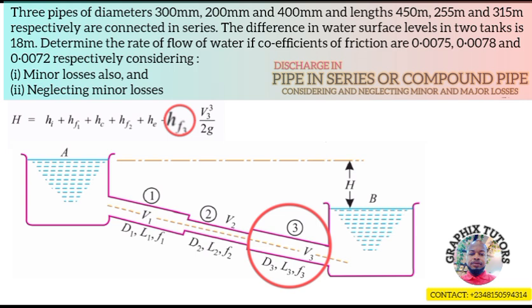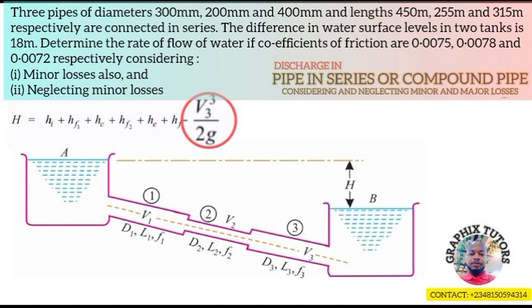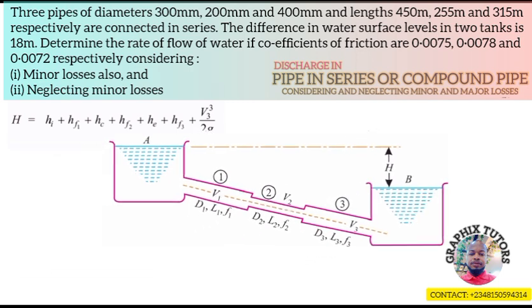So this is what we have, plus I will have the velocity at pipe 3 squared over 2g. So this is what we have there. Is that okay? So we proceed.